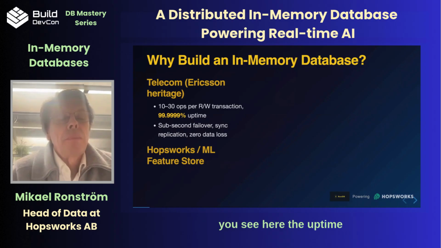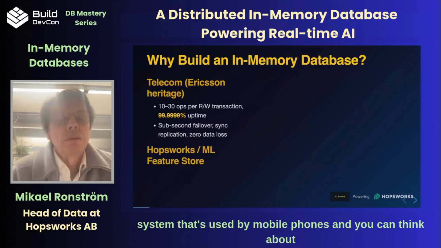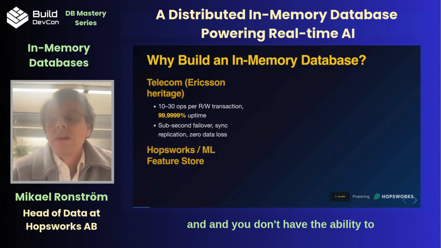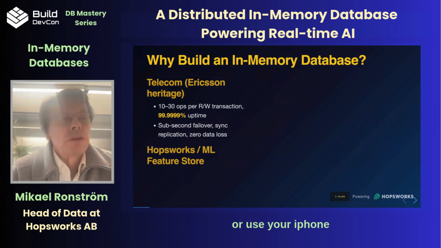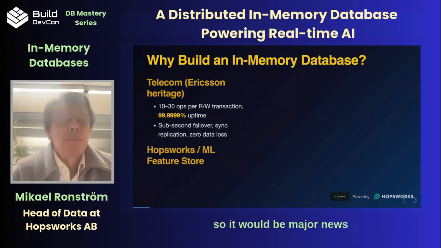You see here the uptime requirement is 99.9999. That means actually less than 30 seconds of downtime per year. So that's a requirement that you have on a system that's used by mobile phones. And you can think about what would happen if a database goes down and you don't have the ability to make phone calls or use your iPhone. I mean, that would be a disaster. It would be major news.